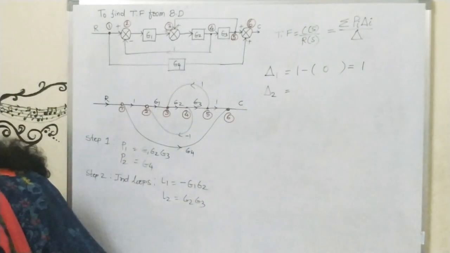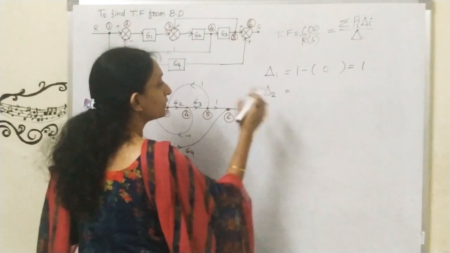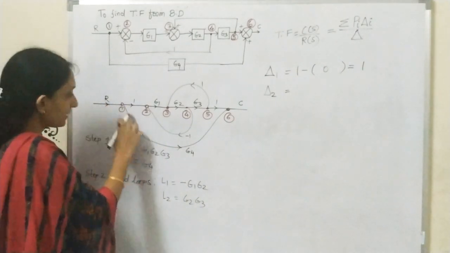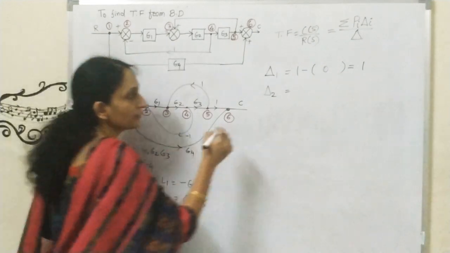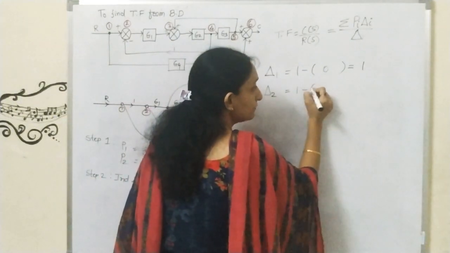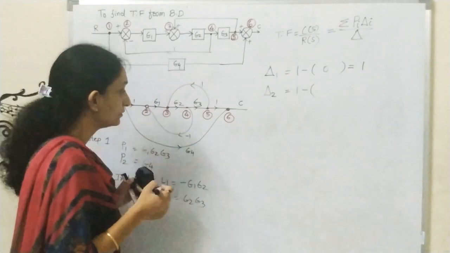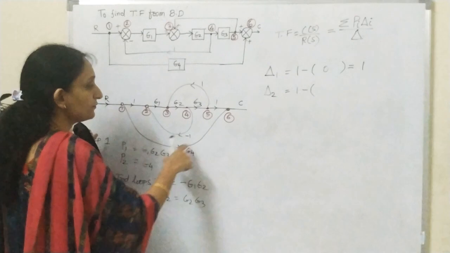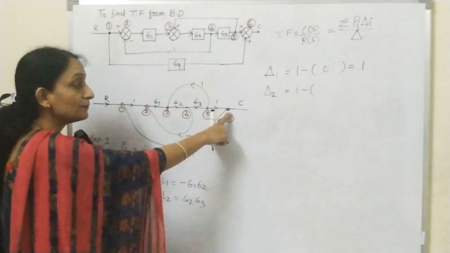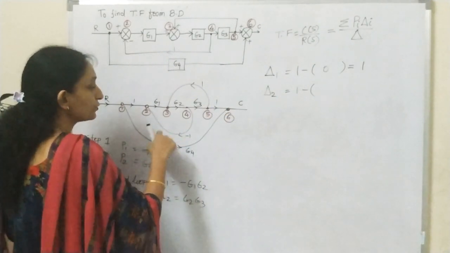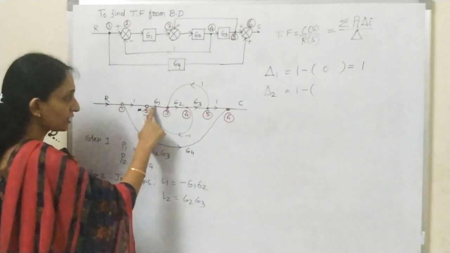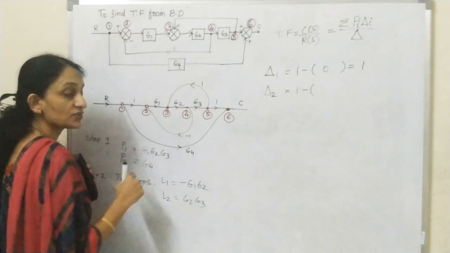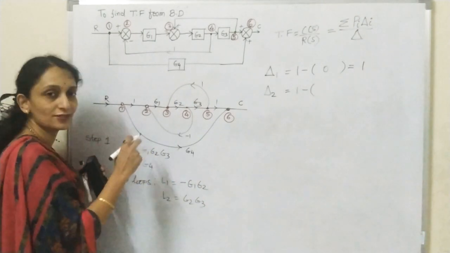Now delta 2. You have to check the second forward path. The second forward path is G4. So I will write the formula 1 minus in bracket, I have to take the sum of loops which are not touching this second forward path. You can check this loop is not touching this path and this loop is also not touching. So L1 and L2 both are not touching the second forward path.